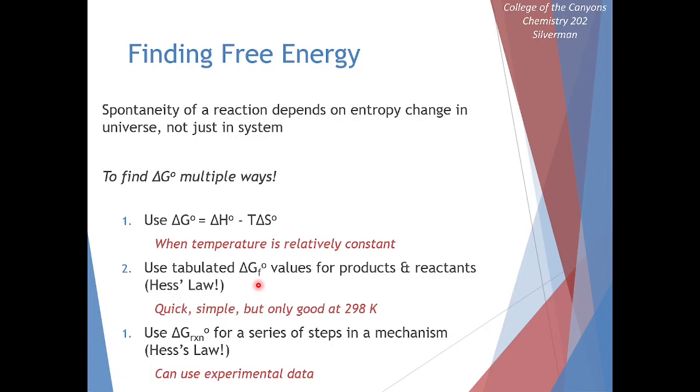This method is a little bit faster. We don't have to figure out 2 values to get our third value. We can just do this in a single step. But we do need to be at a constant temperature, specifically of 298 Kelvin.